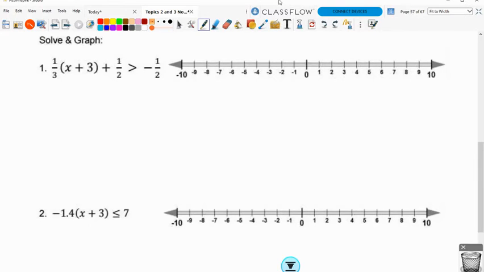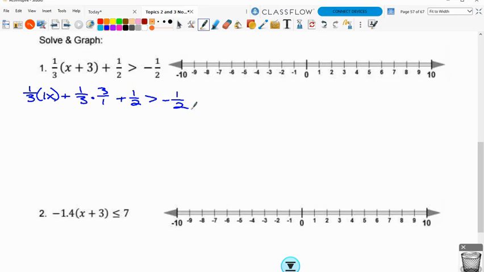In example number 1, we have 1/3 multiplying (x + 3) in parentheses, plus 1/2 is greater than -1/2. Since I have a number multiplying things in parentheses, I'm going to start by distributing. I'm going to distribute the 1/3 to the x and the 3. So I'm going to have 1/3 times 1x plus 1/3 times 3, and I'm going to make 3 a fraction by putting it over 1, and then plus 1/2 is greater than -1/2.